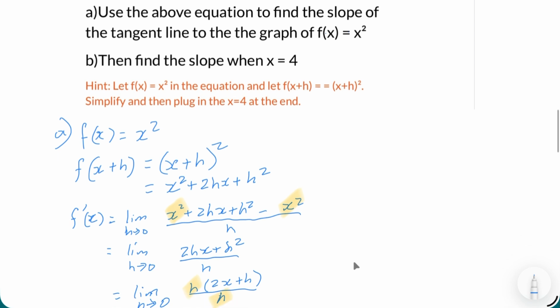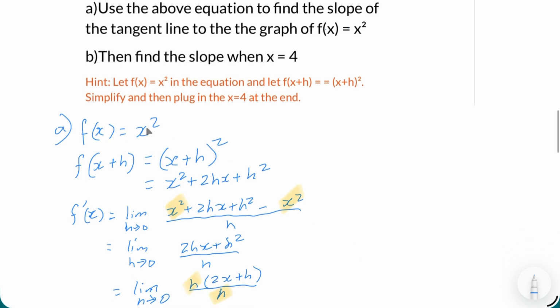So let's do that. f of x is equal to x squared. f of x plus h, you replace the original x with x plus h, so it becomes x plus h squared. If you expand this, it's going to be x squared plus 2hx plus h squared. Now plug that into the derivative formula, and so f prime of x is equal to the limit as h approaches 0 of x squared plus 2hx plus h squared, and then subtract f of x, so that's minus x squared.